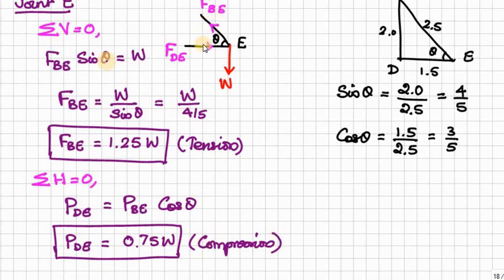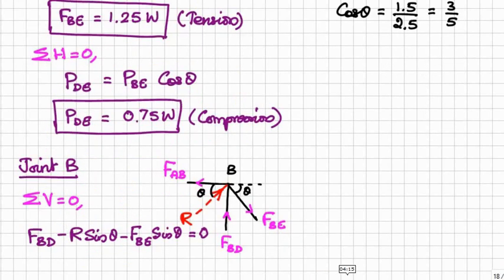So initially you can assume in any direction, okay, either pushing or pulling, no problem. If you get a positive answer, then your assumption is correct. If you get a negative answer, then you just have to change the direction. That's all. Now we have to enter this value in the table.